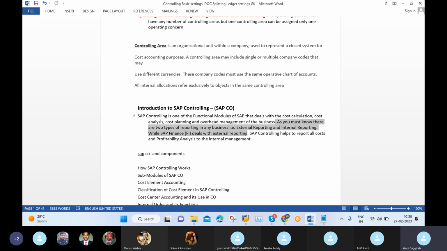External reporting, to whom can we disclose our reports? To the public, to the stakeholders of the company. It means if you prepare any external reporting, profit and loss account, balance sheet, or whatever it is, you must show it to the public. Am I correct or not?